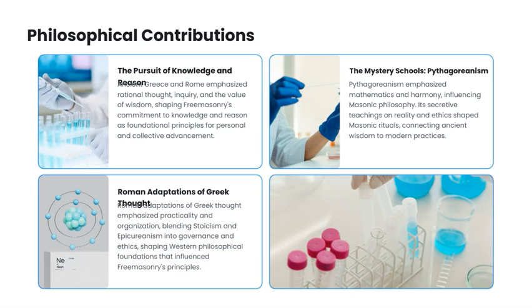Now, let's explore the philosophical contributions that have shaped Freemasonry. First, the pursuit of knowledge and reason has been a central theme throughout history. Ancient Greece and Rome placed a strong emphasis on rational thought, inquiry, and the value of wisdom. These ideas helped lay the groundwork for Freemasonry's core principles, where the quest for understanding and reason are seen as vital for personal growth and collective progress.